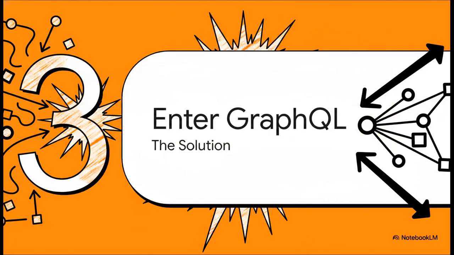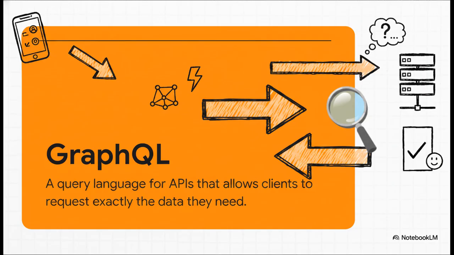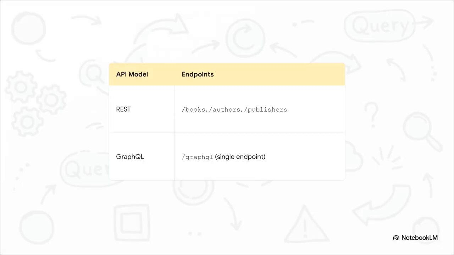So with the problem laid bare, multiple trips, getting too much data or not enough, GraphQL shows up as this really elegant solution. It was a complete paradigm shift in how an app could communicate with a server. So what is it really? At its heart, GraphQL is a query language for your API. The most important thing it does is flip the power dynamic. Instead of the server deciding what data to send, the power shifts to the client, to the app. The app sends a single, precise request asking for everything it needs, all at once. And the server sends back exactly that. Nothing more, nothing less. And you can really see how different this is.